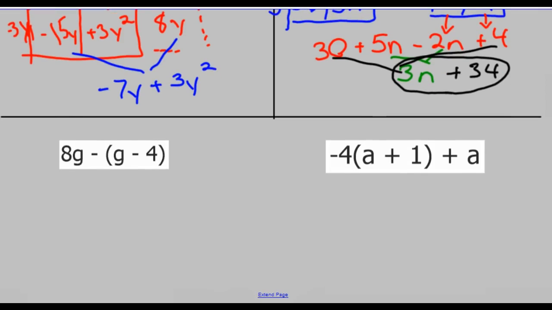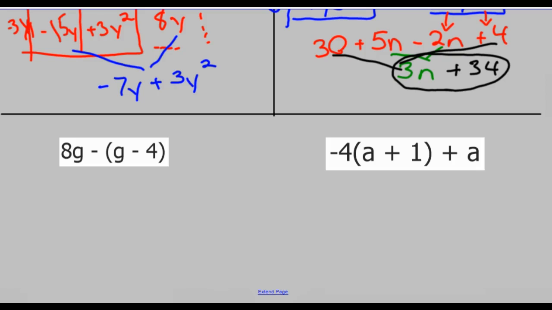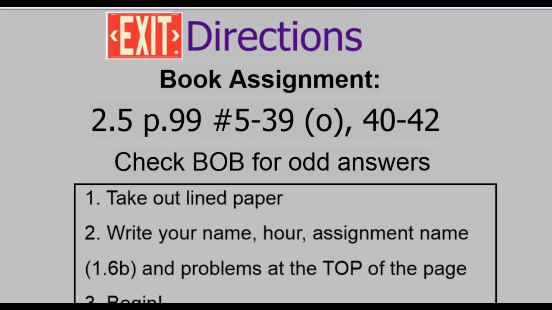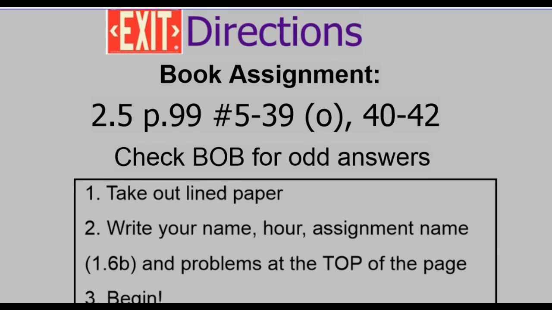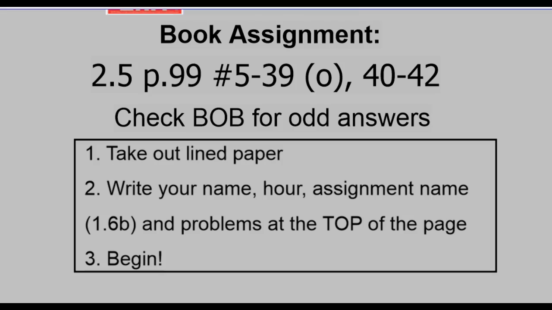Now these last two I want you guys to try on your own. Once you get done with those, you can move on to your homework. This homework is in the book. It's page 99, numbers 5 through 39. I want you to do the odds, 5 through 39 odds, and then 40 through 42. If you want to, at the end, you can check B-O-B or Bob or the back of the book for the odd answers.